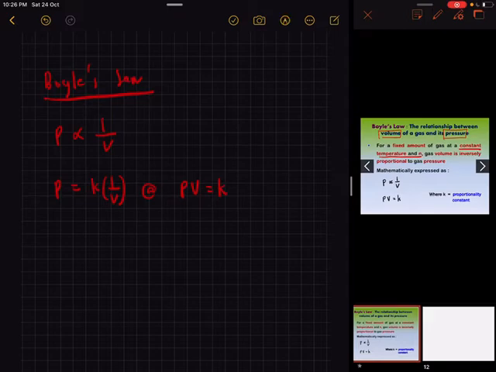Alright, now, so macam mana nak nampak hubungan di antara P dengan 1 over V ni adalah, let's say kita ada balloon.